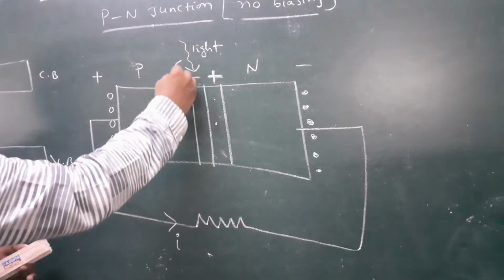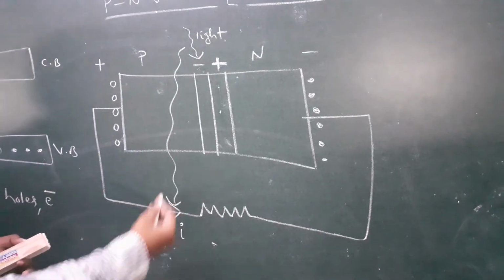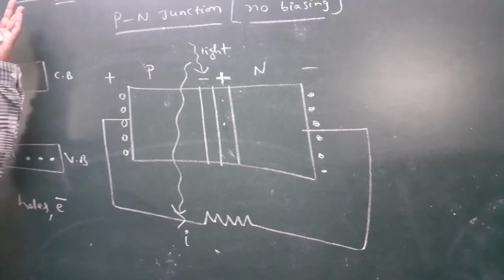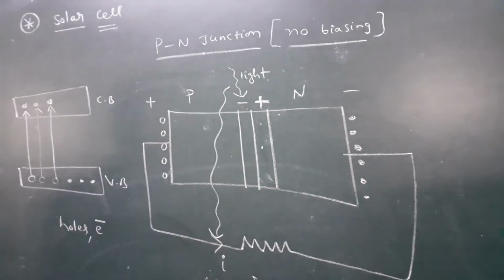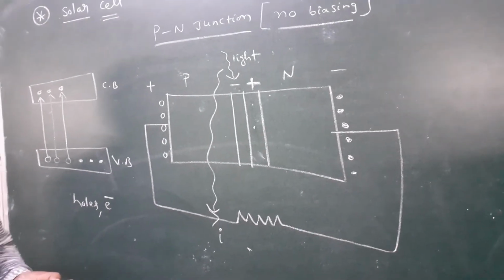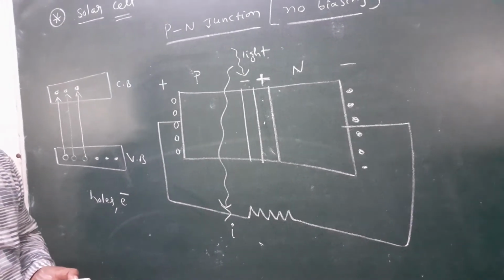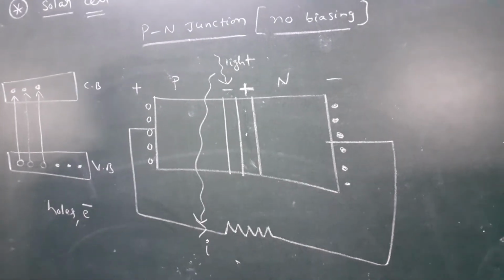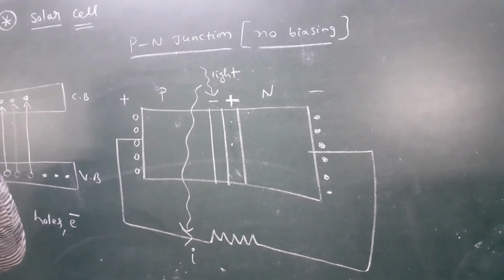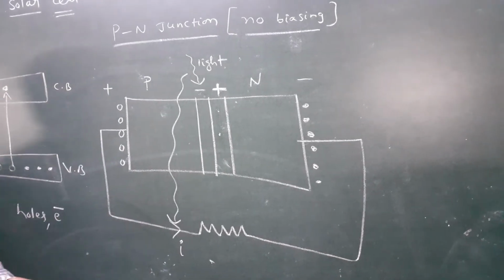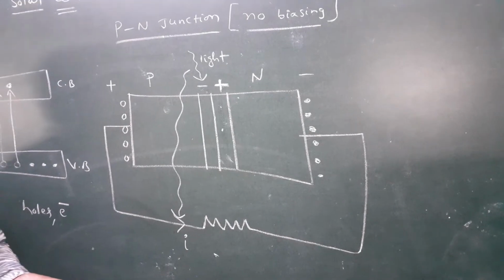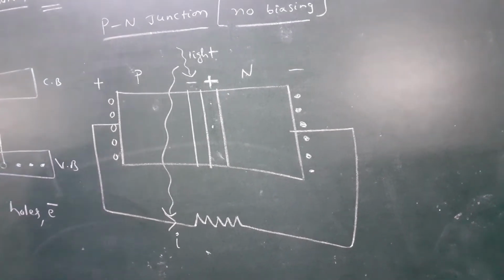That means here also light energy will be converted into electrical energy. That is the main usage of solar cell. What is the usage of solar cell? Light energy will be converted into electrical energy. That is the main usage of solar cell. But the solar cell is always a photodiode. This is always unbiased.